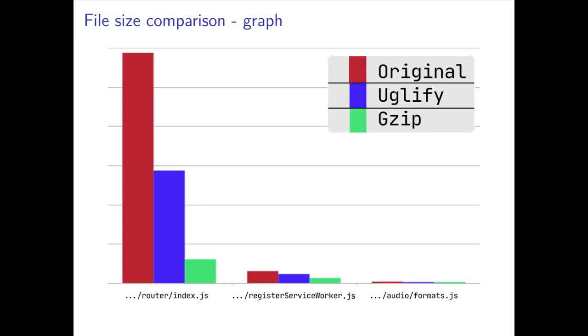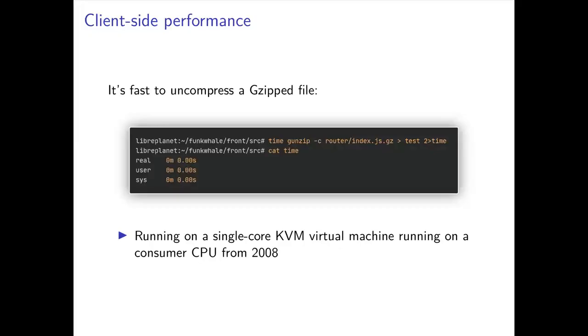Ah, but you might say, that's no good if the client browser spends ages decompressing. No worries, gzip is fast. I ran the test shown on the slide inside a single core virtual machine running on a host system from 2008. If your decompression happens too quickly to measure on that setup, your users aren't going to notice anything.